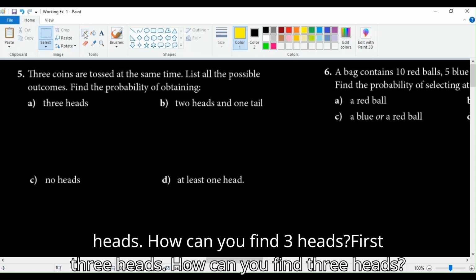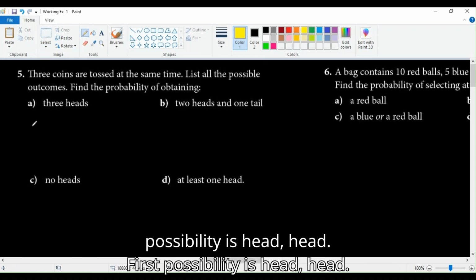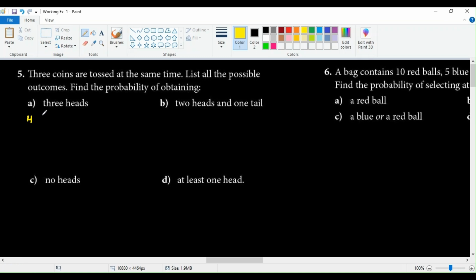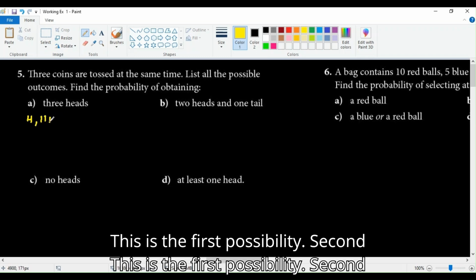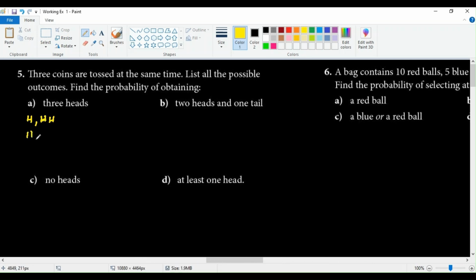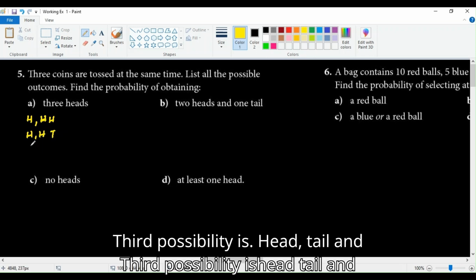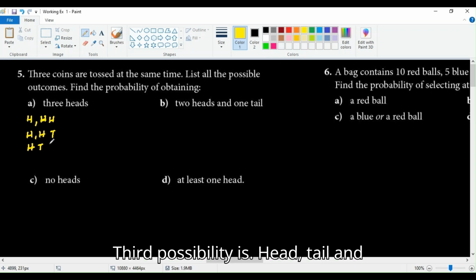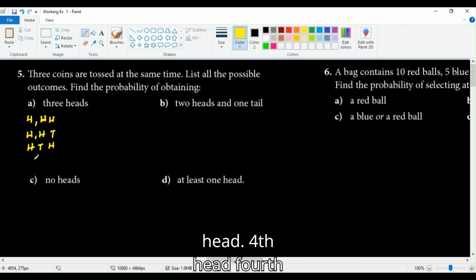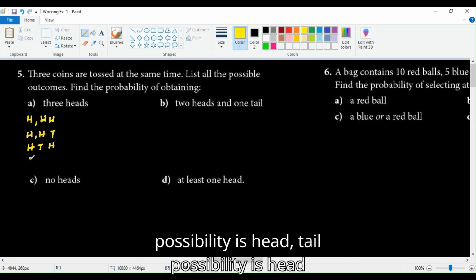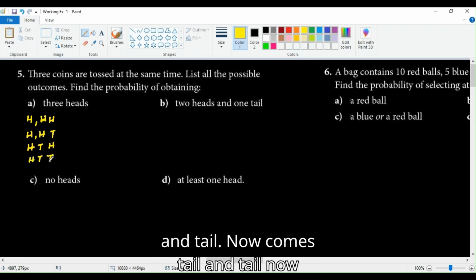three heads. How can you find three heads? First possibility is head, head, head. This is the first possibility. Second possibility is head, head, and tail. Third possibility is head, tail, and head. Fourth possibility is head, tail, and tail.